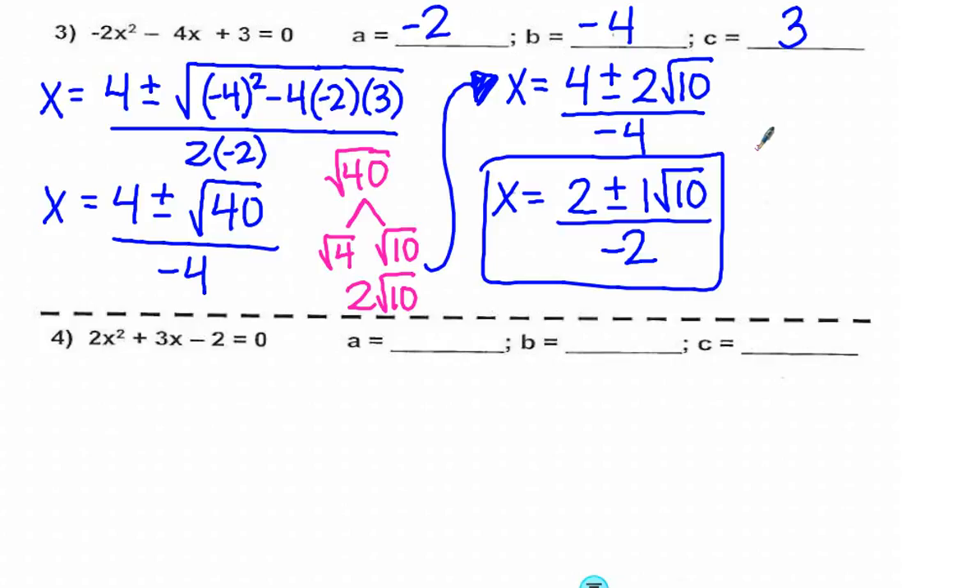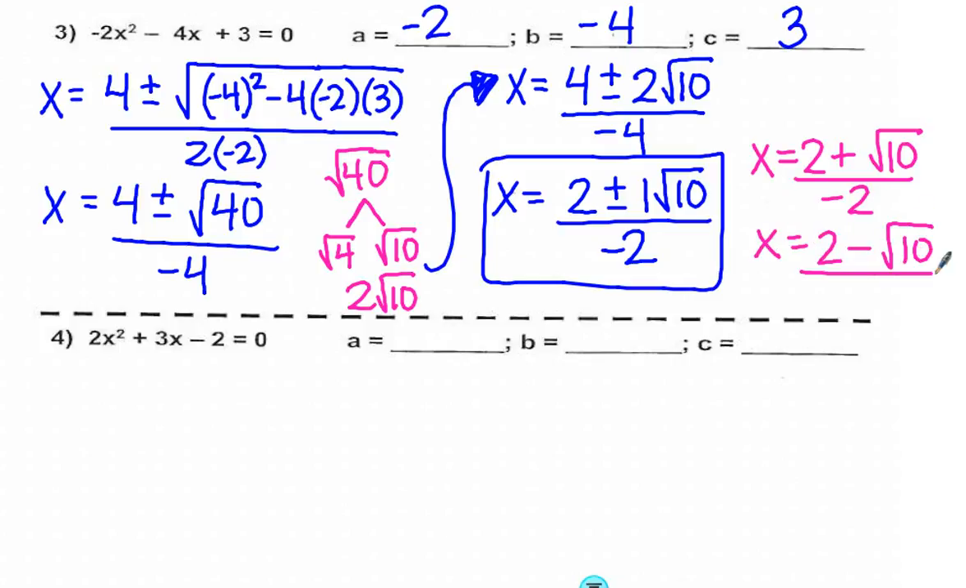You could write these out also if you wanted to. You could say x is equal to 2 plus 1 times the square root of 10, which is the same as just the square root of 10, divided by negative 2, or x is equal to 2 minus 1 square root of 10 divided by negative 2. Alrighty.